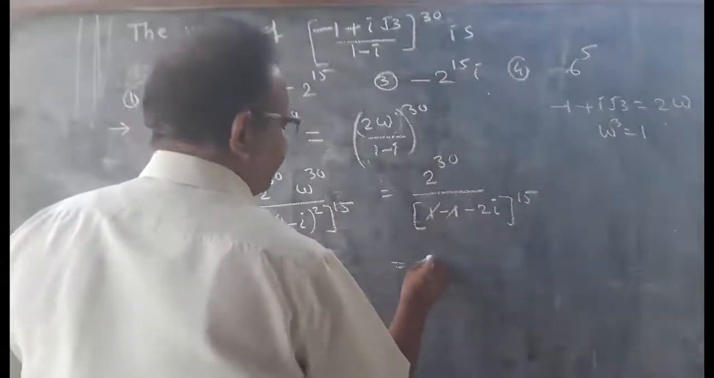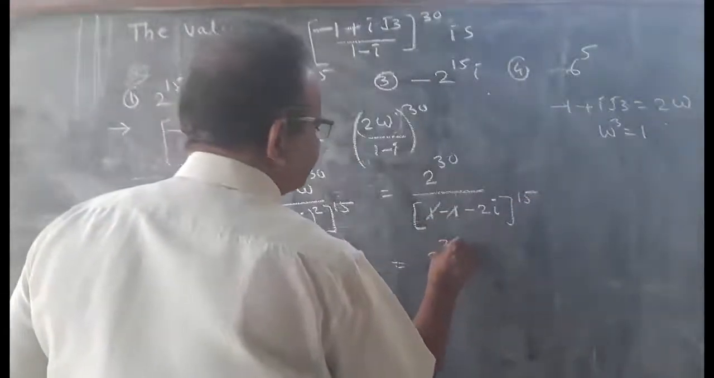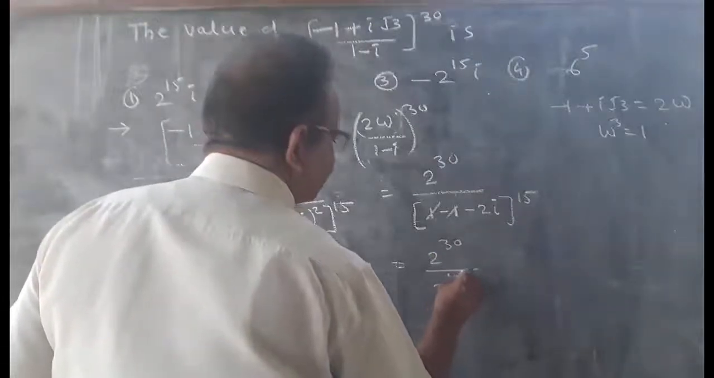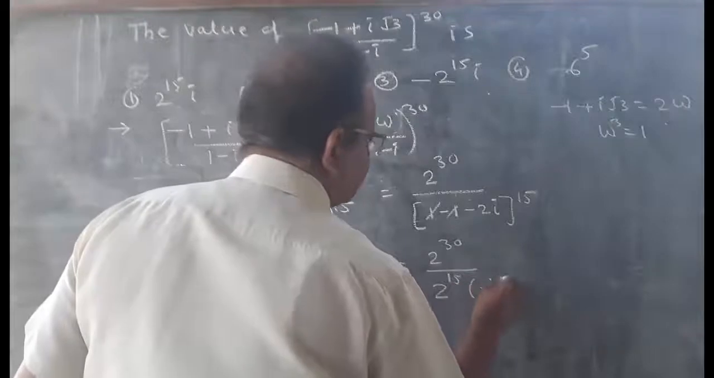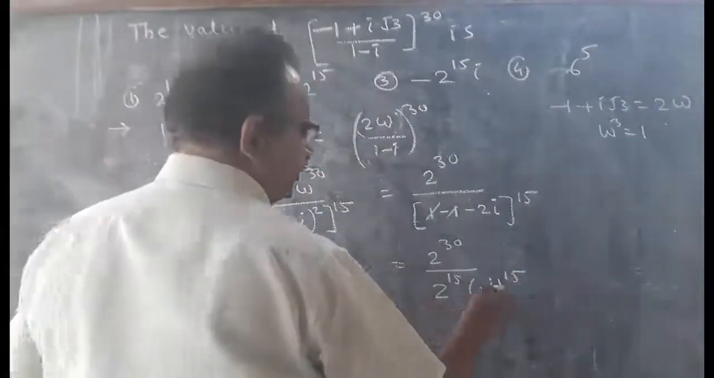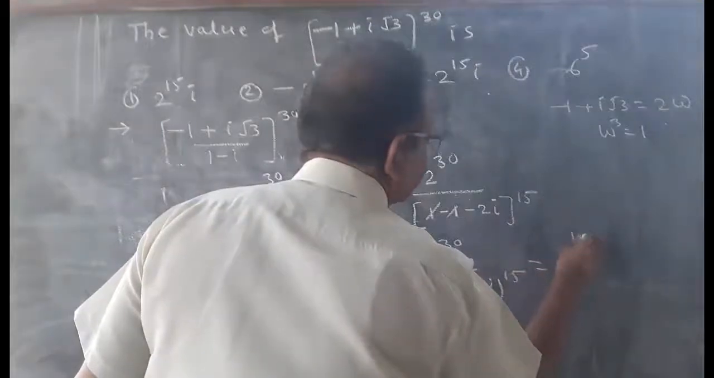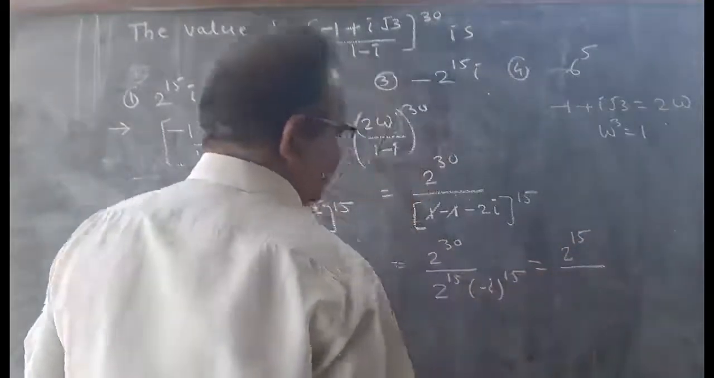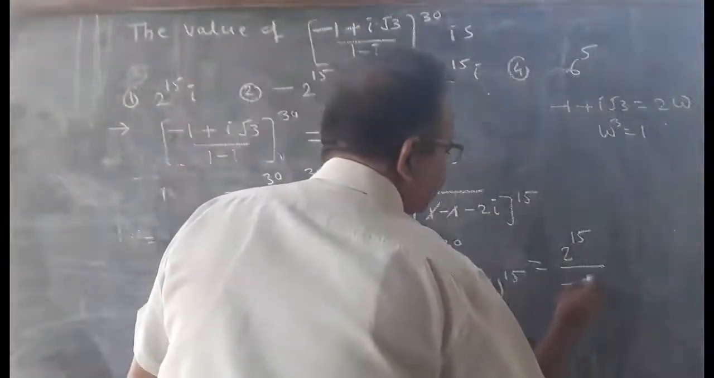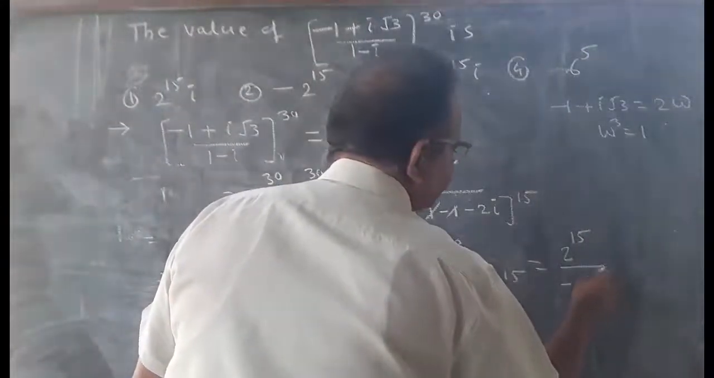That is nothing but 2 raised to 30 divided by 2 raised to 15 into minus i raised to 15. 2 raised to 30 by 2 raised to 15 is nothing but 2 raised to 15, divided by minus 1 raised to 15, that is a minus, and i raised to 15.